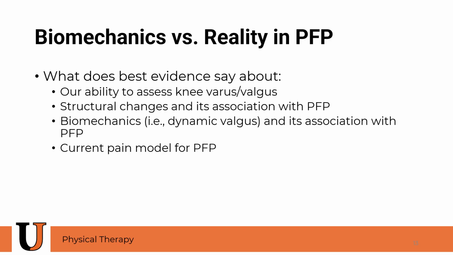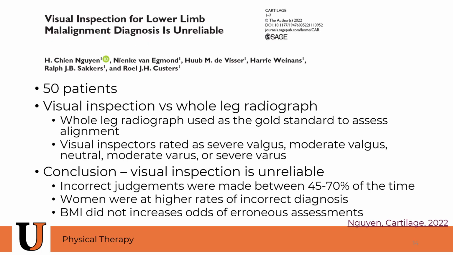So we just looked at the biomechanics, and I think it's important that we have a good understanding of the biomechanics of the knee joint. But now we're going to look at what evidence is telling us in its relationship to pain presentations. First, I want to look at our ability to visually assess knee valgus and varus. We've referenced this study before, but I want to take a more in-depth look at it here because I think it's really relevant for this patient population.